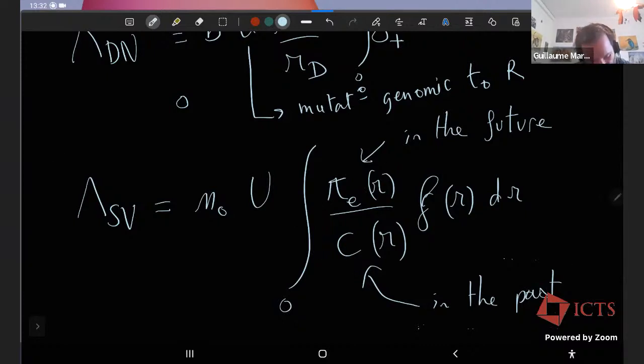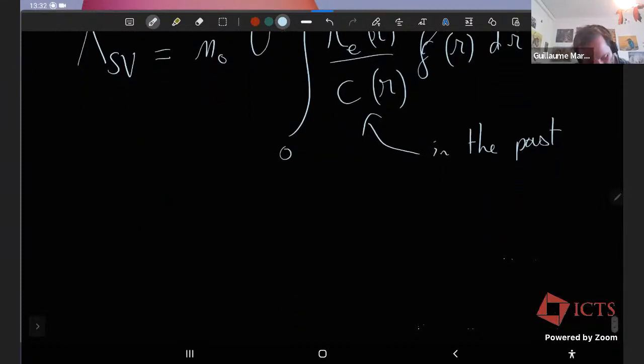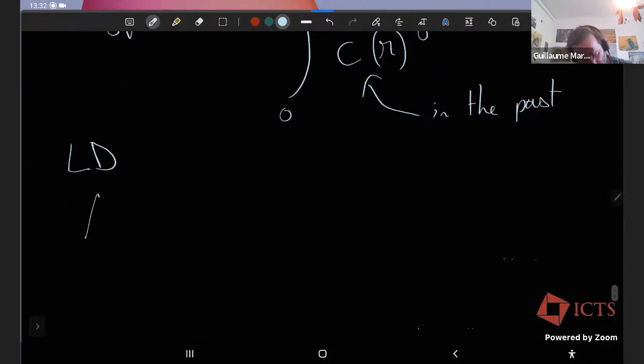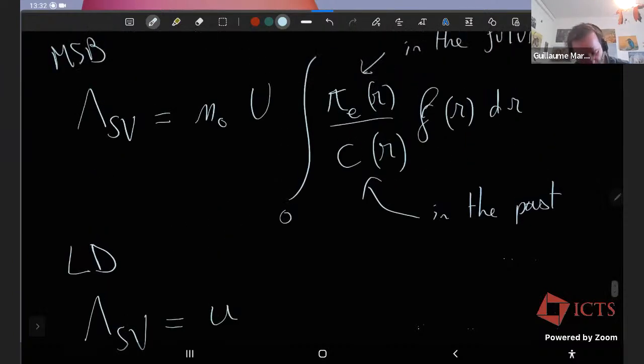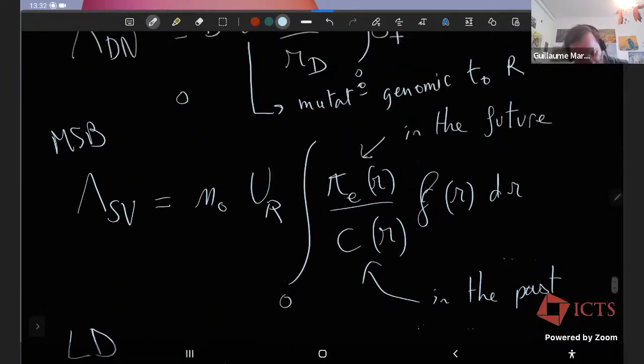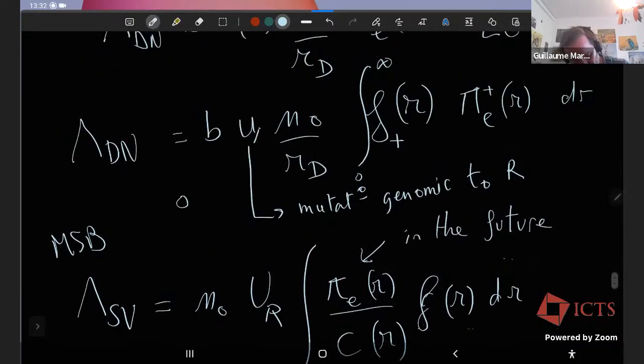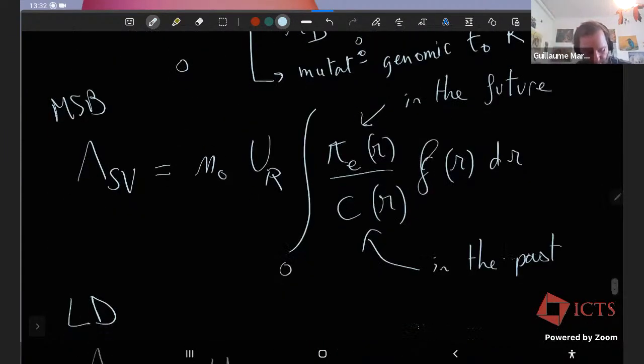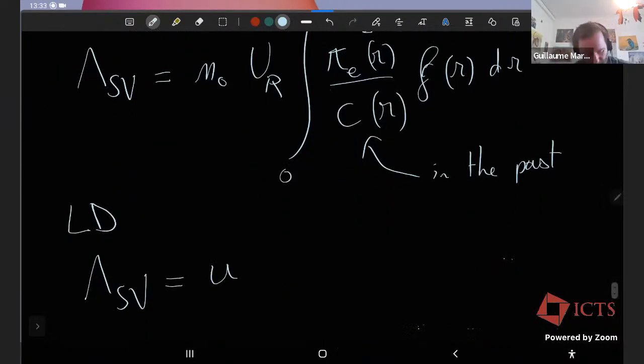That would be for the MSB scenario. And for the other one, say, the Luria-Delbruck kind of scenario, the de novo was the same, but the lambda SV was U. So again, that would be a mutation rate to resistance. That thing, I call it to resistance, so that I'm just integrating over positively growing resistant types. And that would be, again, the mutation probability per division to resistance.